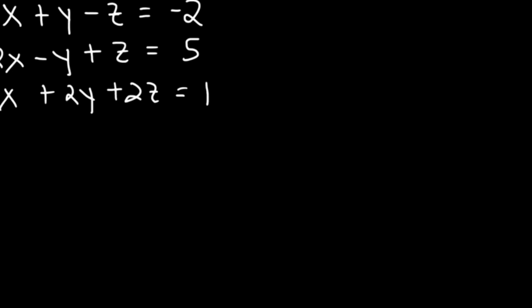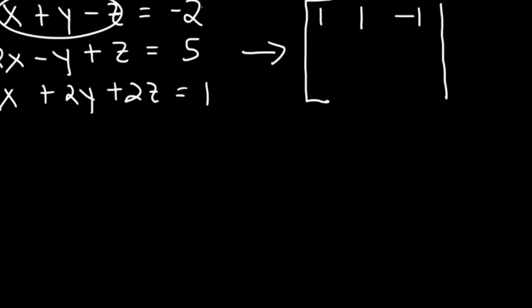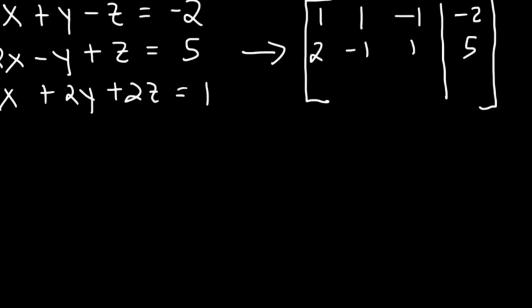So how can we use matrices to solve this system of equations? The first thing we need to do is convert it to an augmented matrix. So let's write the coefficients in this matrix. So we have 1x plus 1y minus 1z, and let's use a vertical bar to separate the left side from the right side of the equation. So I'm going to put -2 on this side. Now for the second equation, the coefficients are 2, -1, and 1. Now for the last equation, it's -1, 2, 2, and 1.